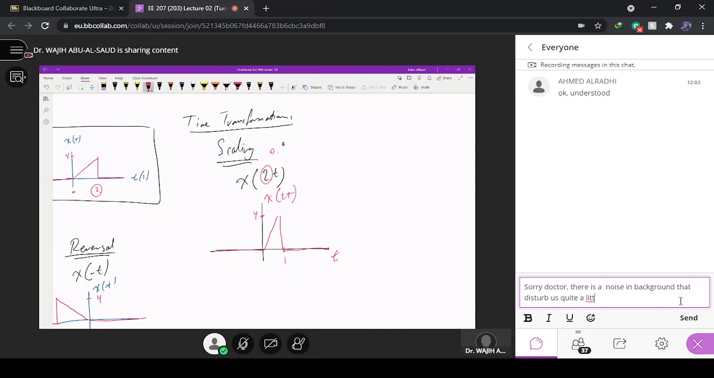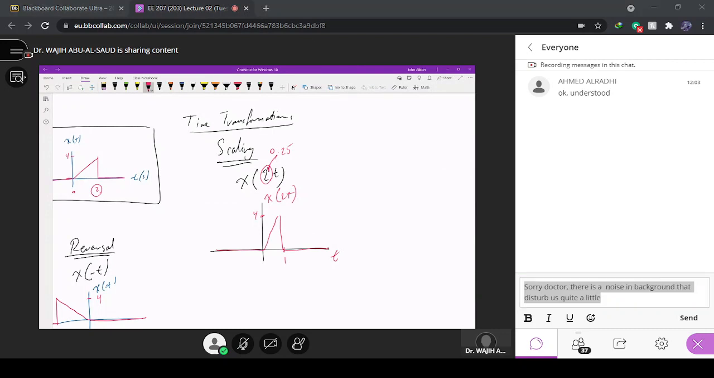Let's say 0.25. If instead of the 2 in there, I have 0.25, then you know that this is actually expansion, it's not compression. And the expansion factor is the factor of 4, meaning that anything that was at 1 goes to 4. Anything that is at 2 goes to 8, and so on.